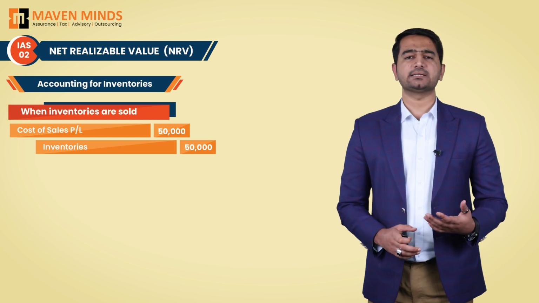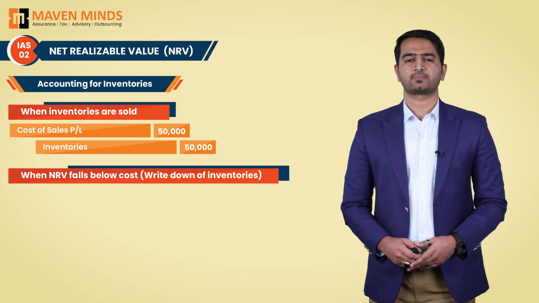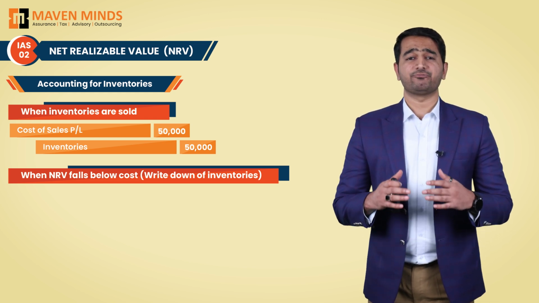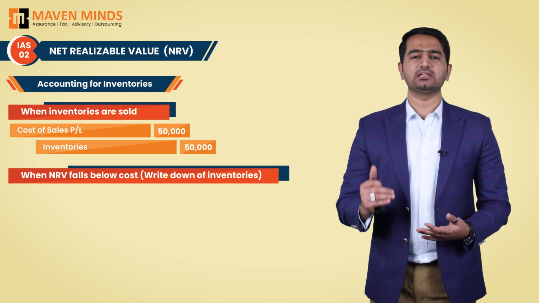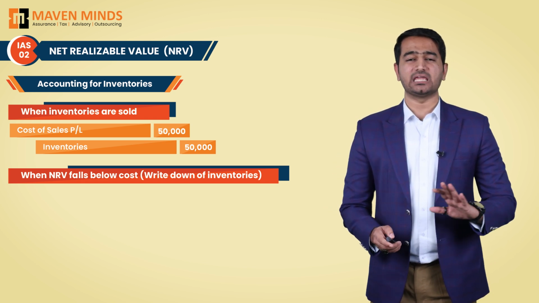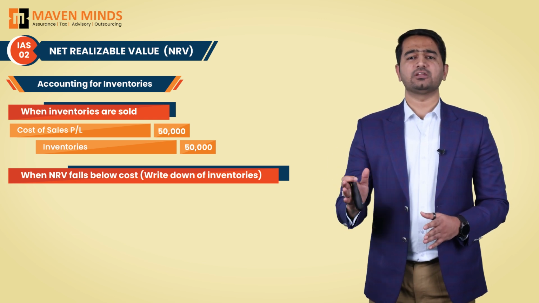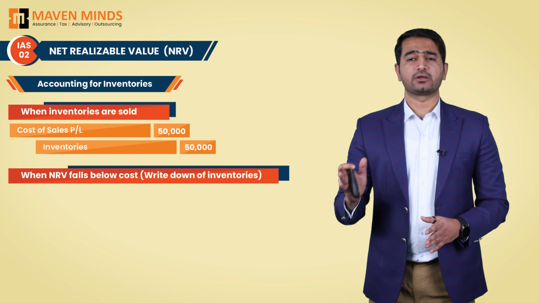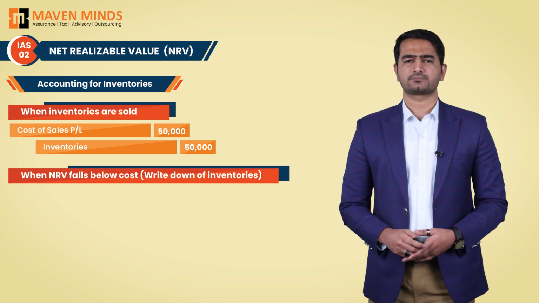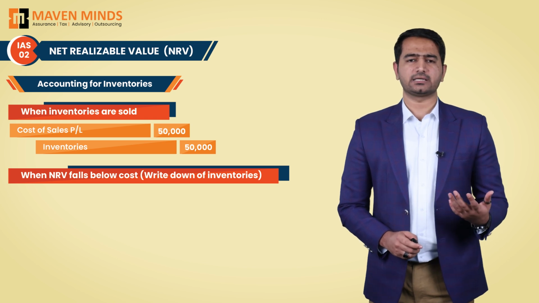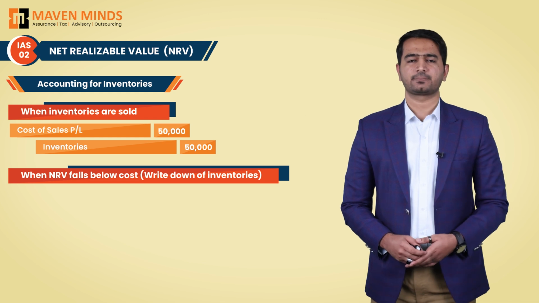Now, what happens if the NRV of your inventory drops below cost? Well, my friends, when that unfortunate situation occurs, you need to write down the inventories and recognize the loss immediately. General entry for write down: write down of inventories would be debited, recorded as expense in the profit and loss statement, usually within cost of sales, and inventories would be credited or an allowance account if you are tracking it separately.